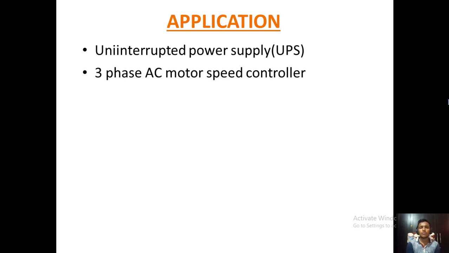Then the second most important application is three-phase AC motor speed control. If we have to control the speed of a three-phase AC motor, then the V by F speed control technique is used. So in this case, we first have to convert AC into DC and then DC into AC. So we get a variable DC, variable AC, that means the frequency change can be done by the inverter circuit.